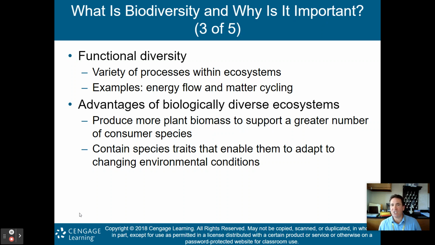What are the advantages of biologically diverse ecosystems? They produce more plant biomass to support a greater number of consumer species, right? This is that higher NPP we were talking about in the previous chapter. They also contain species traits that enable them to adapt to changing environmental conditions. Usually when you have a good ecosystem with a lot of biodiversity, they can handle changes to the environment better than an ecosystem that doesn't have biodiversity.